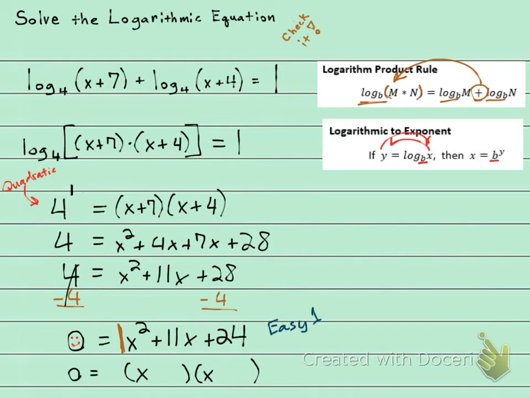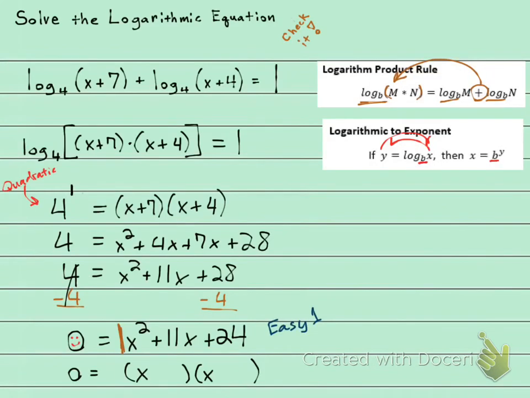These two numbers back here are going to multiply to give me 24. So let's list all of our possibilities. It could be 1 and 24, 2 and 12, 3 and 8. There it is, 3 and 8 give me 11. So it's going to be x plus 3 and x plus 8. I have factored the trinomial of my quadratic equation.